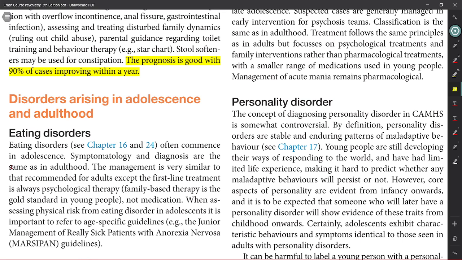Usually, family-based therapy is the gold standard in young people, not medication. When assessing physical risk from eating disorder in adolescents, it is important to refer to age-specific guidelines, for example, the Junior MARSIPAN guidelines, Management of Really Sick Patients with Anorexia Nervosa. Okay.